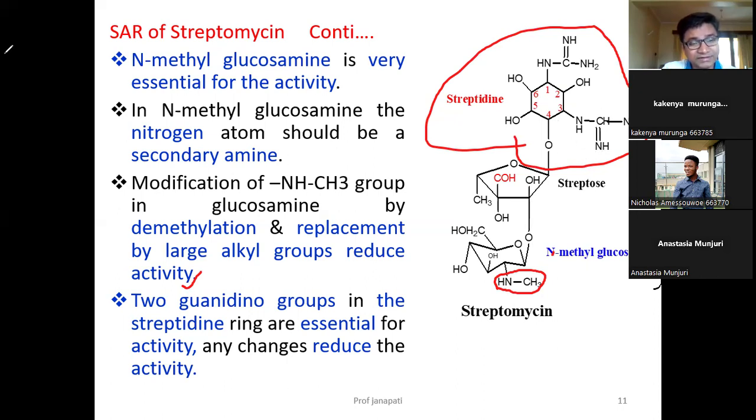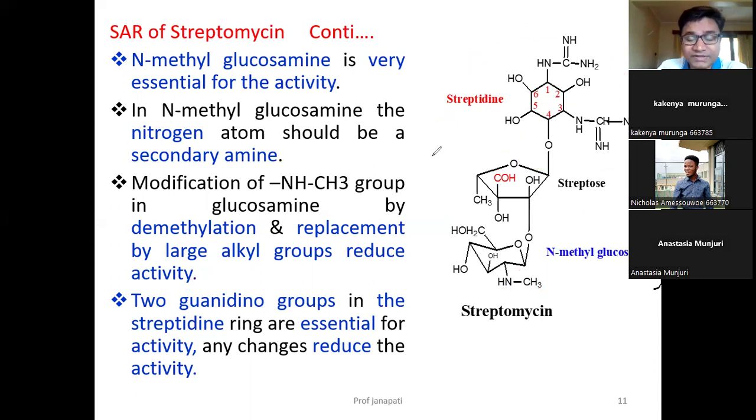So for this streptomycin drug, the structures are very, very important. That is streptidine, streptose, and N-methyl glucosamine. Whatever they were trying to modify, it was losing activity. It was not having any TB activity. That's why they retained them as such.